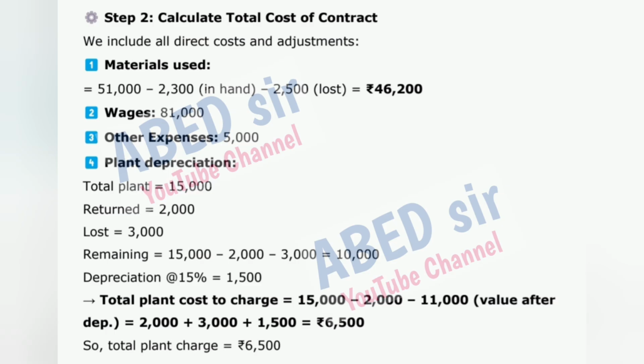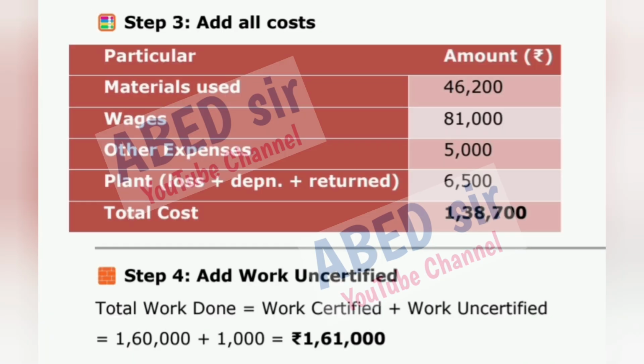Total plant cost to charge is equal to 15,000 minus 2,000 is 11,000, value after depreciation is equal to 2,000 plus 3,000 plus 1,500 is equal to 6,500 rupees. So, total plant charge is equal to 6,500 rupees. Step 3. Add all costs. Particulars, amount. Materials used 46,200. Wages 81,000. Other expenses 5,000. Plant loss plus depreciation plus returned, 6,500.